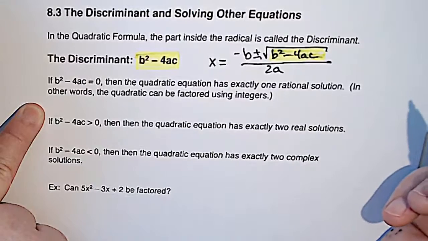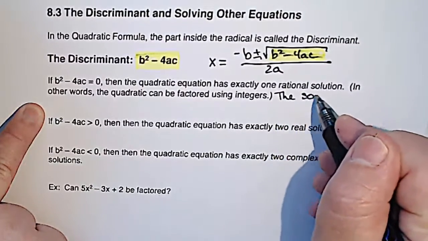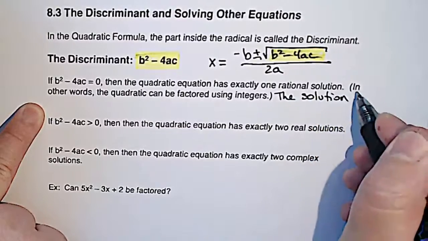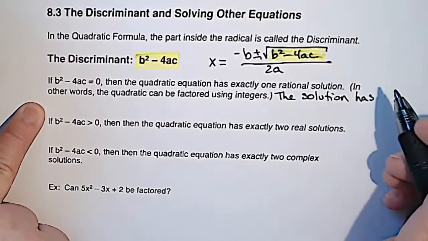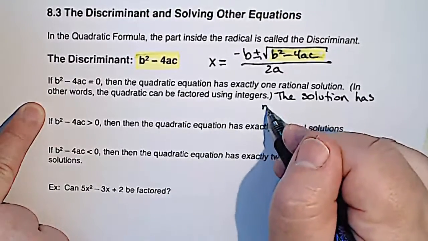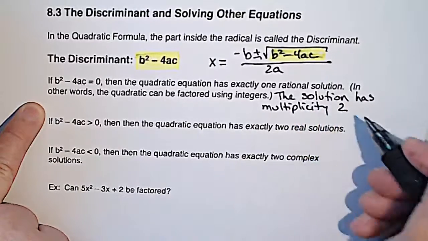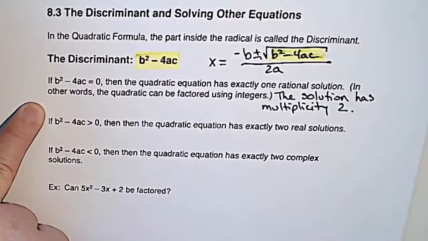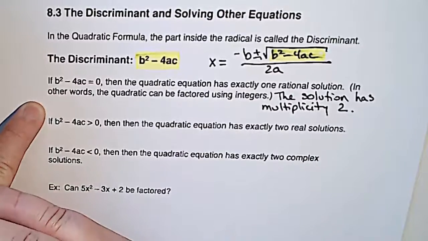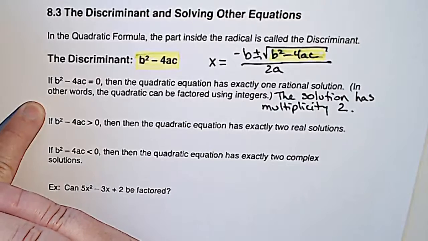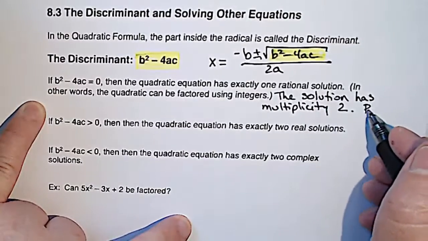Let me write out this phrase because it's pretty cool. The solution has, and I have a hard time saying this, so I'm going to go slowly, multiplicity two. What does that mean? That means that if you were looking at the factorization of it, it would be a perfect square. This is a perfect square.